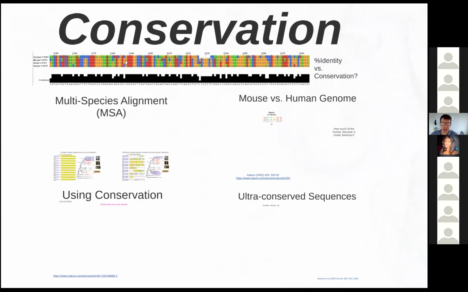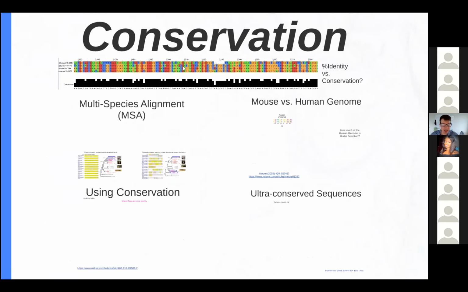You guys are used to seeing this all the time in various sequence browsers. And here you can see a track of conservation. Just so you know, there is a difference between percent identity and conservation. Percent identity is just very simply asking how many positions are exactly the same. And conservation is interesting because it has this calculation of neutral rate, right? We want to compare to some background. So let's look at this in a little more detail.